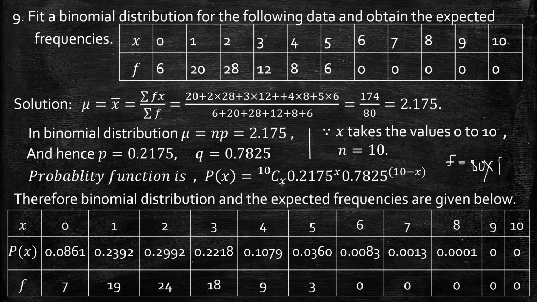So I got them one by one by substituting. Once you get P of x, you can simply multiply by 80, which gives the theoretical frequencies, that is 7, 19, 24, 18, 9, 3, 0, 0, 0, 0, 0. Correct? I hope it is clear. So you can confirm the observed frequency here, and this is the theoretical or expected frequencies by fitting a binomial distribution to the given data, which is almost close to the observed data.